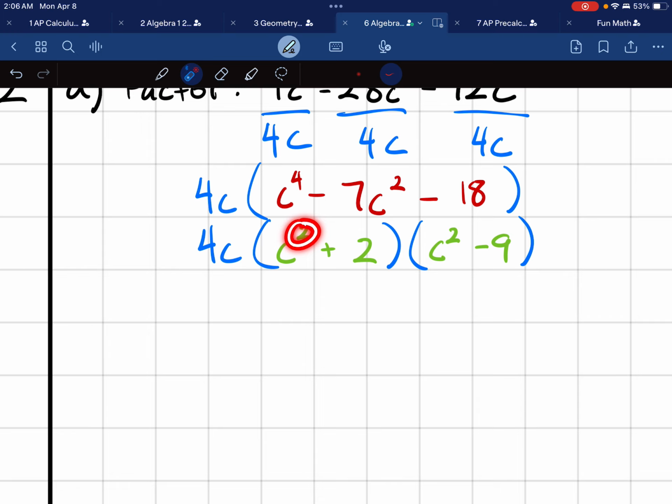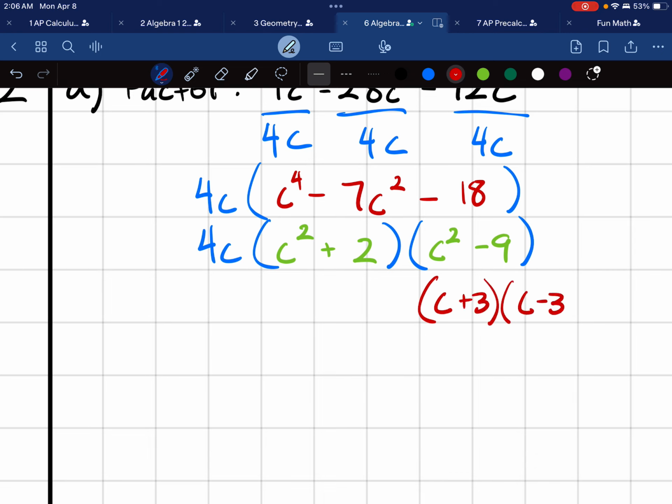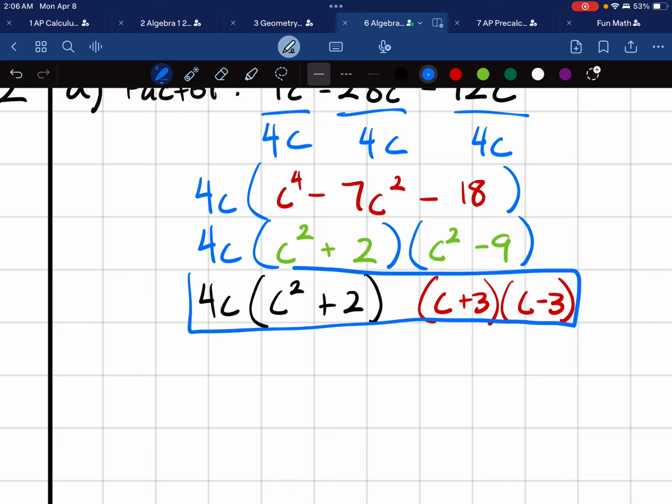Okay, so I have squares. I don't have to worry about the pluses. There's no such thing as sum of squares. But there are differences of squares. And hey, 9 is a square, which means this one can go even further. This one can go down into a c. Okay, you do the square root of 9, right? Square root of 9 is 3. So it's going to be c plus 3 and c minus 3. And then I have to rewrite all this other stuff as well. 4c times c squared plus 2. And there's our final answer.